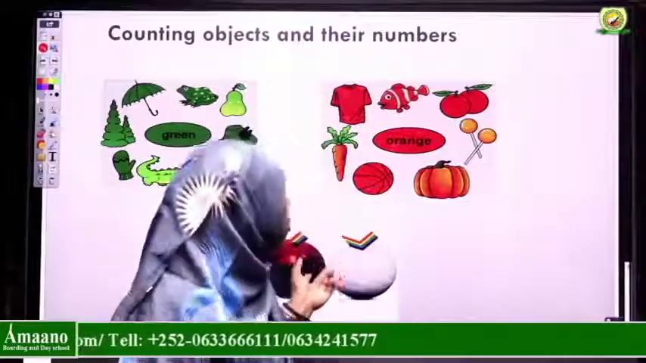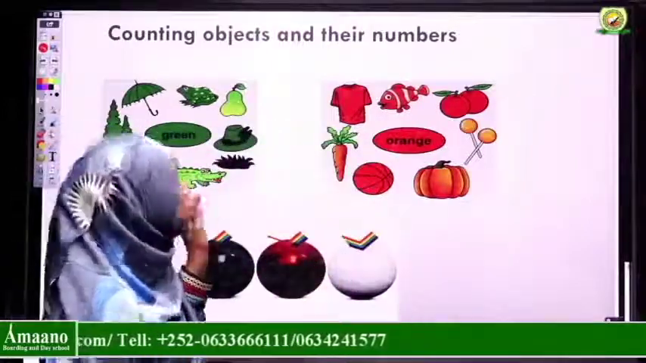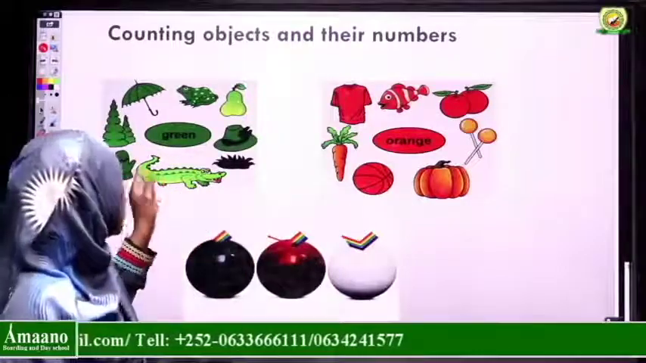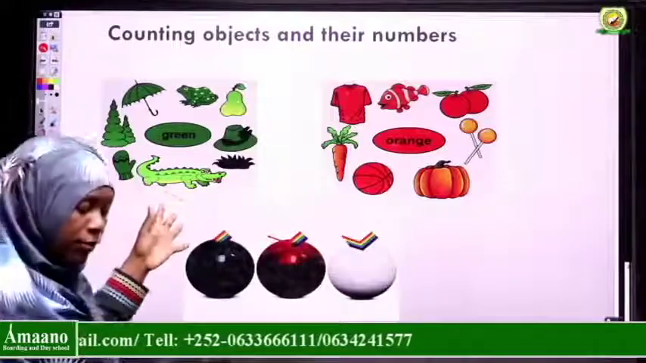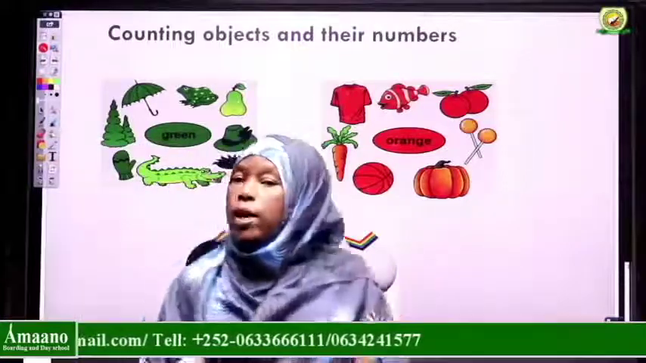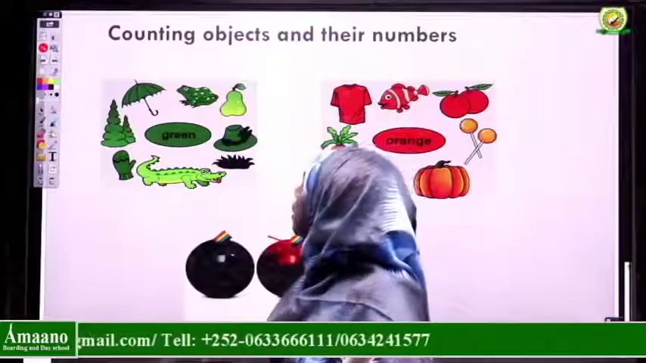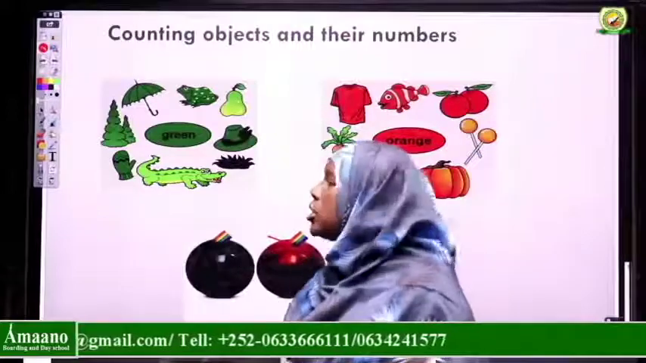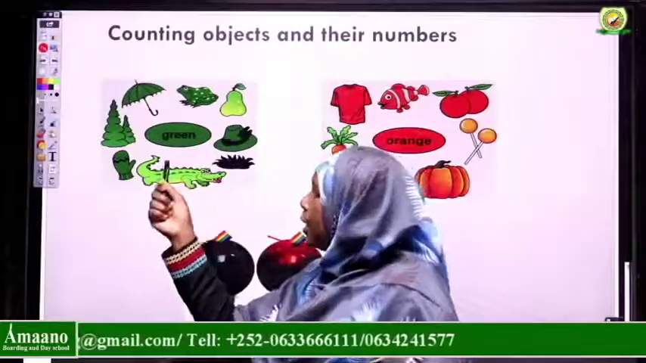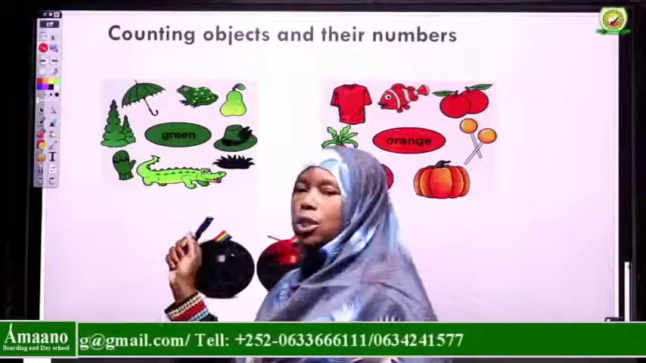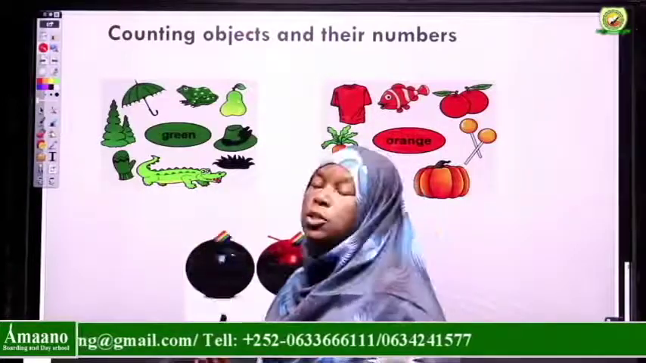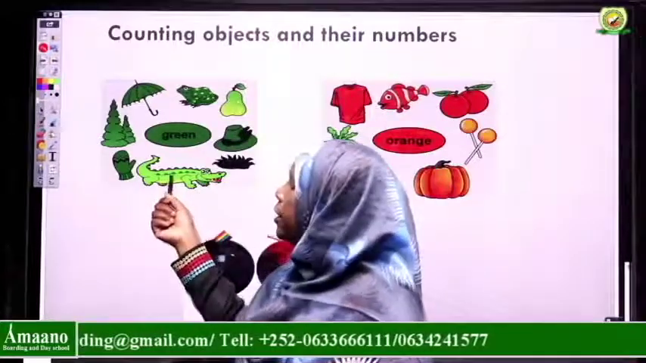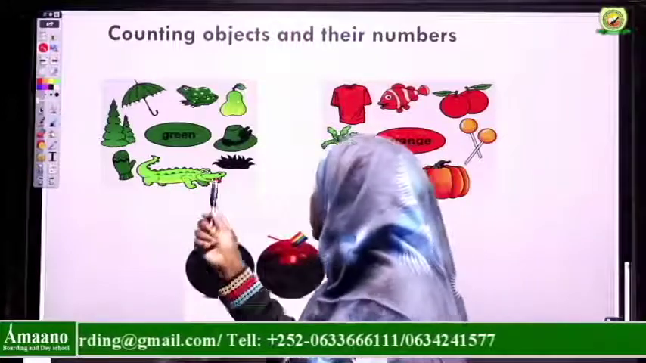Now we have some objects here. Which color are we looking at? We are looking at color green. This one is color green, and we have several pictures there on color green. And how many pictures are they? We are going to count the number of pictures and be able to write the number of objects in this picture.